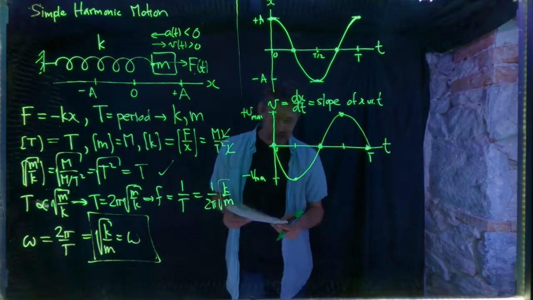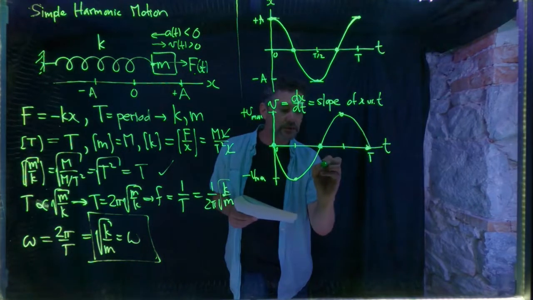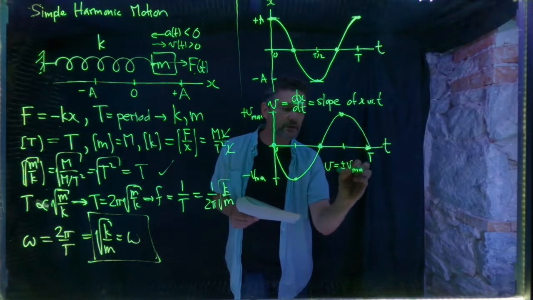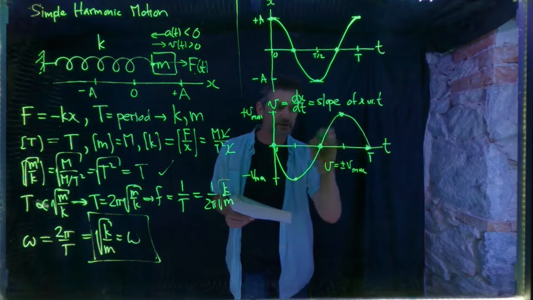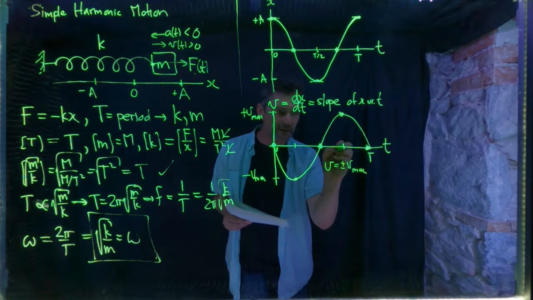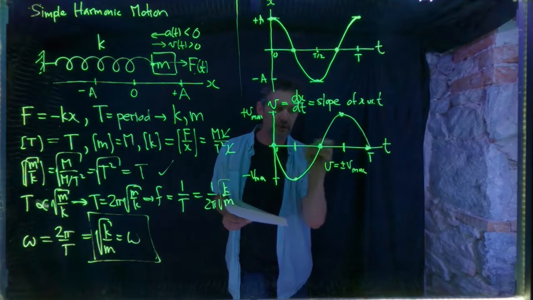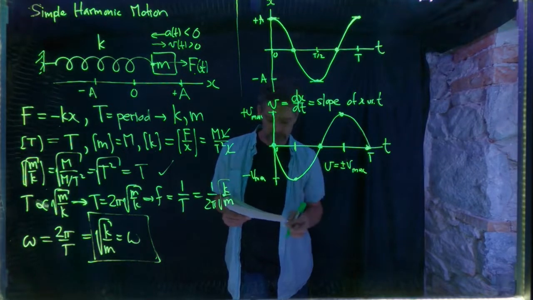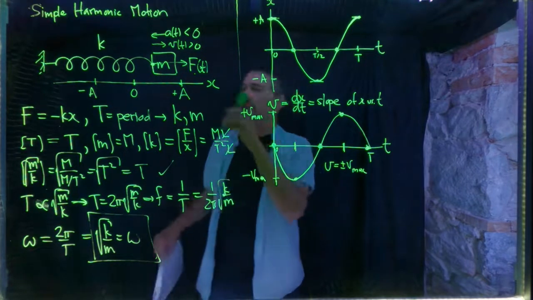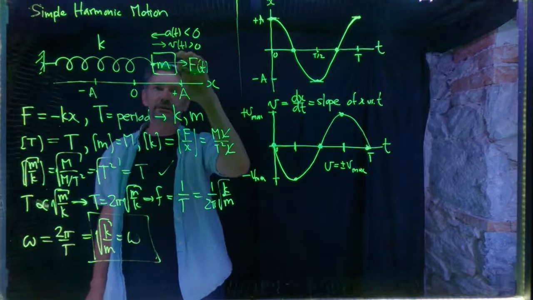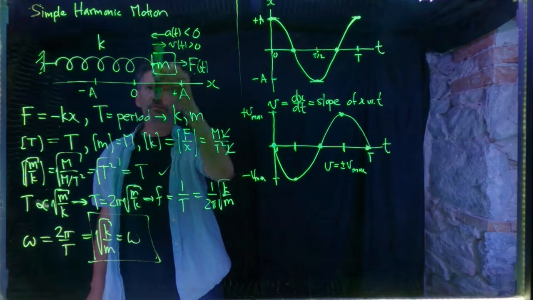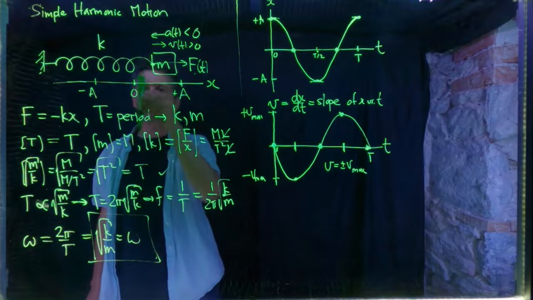And you can see that the velocity is equal to plus Vmax or minus Vmax at this point in time and at this point in time. That's a quarter period and 3/4 period. So this is a quarter period. You release, you let go, you wait for 1/4 of the period, and the mass is passing through the equilibrium position.